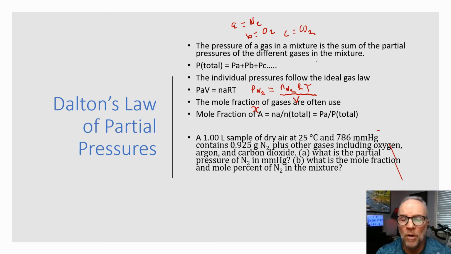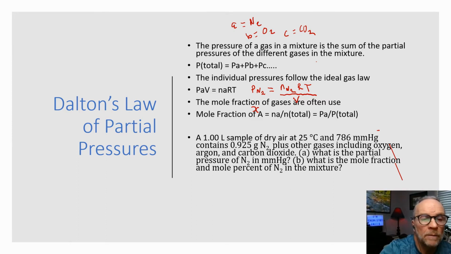And let's do an example problem. There's all sorts of different kinds of problems that we can work here, but we'll just do one as an example to give you an idea of how that might work. So it says here you had 1 liter of dry air, at 25 degrees C and 780 millimeters of mercury, and it contains just 0.925 grams of nitrogen plus other gases. So what is the partial pressure of nitrogen in millimeters of mercury, and then what is the mole fraction in mole percent? So let's see if we can work that out with our formulas that we have above.